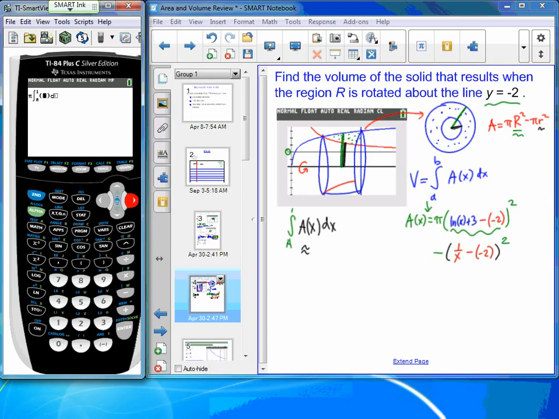Here's my big R quantity squared. I need parentheses. So here's my parentheses. Ln of x plus 3 was my top curve. Bars, y bars, function, y1. Minus a minus 2 is plus 2. Close big R squared. Minus inner radius, little r, given by top curve, y equals 1 over x. That was my bars.